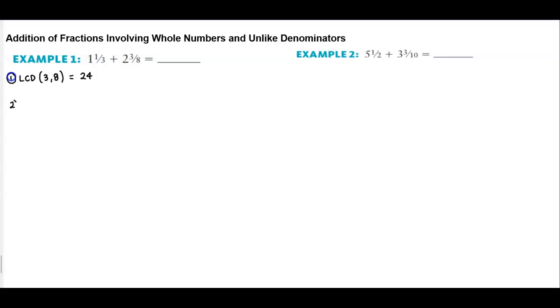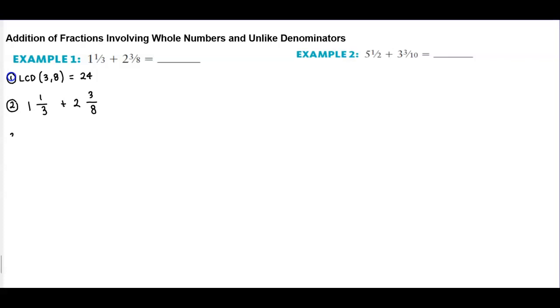Now for step 2, we're going to rewrite our mixed number fractions. So we have 1 1/3 plus 2 3/8. Now for this example, we're going to show two ways. One way is we can leave them as mixed numbers. Another way, we will convert them into an improper fraction. So let's take a look at this.